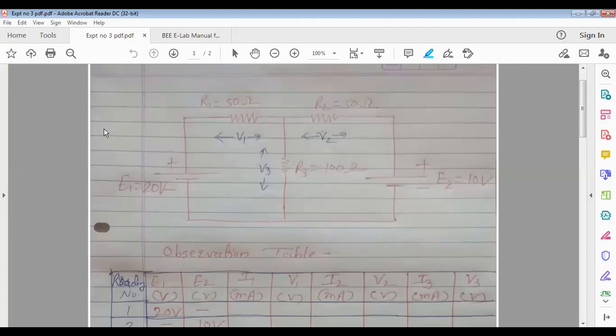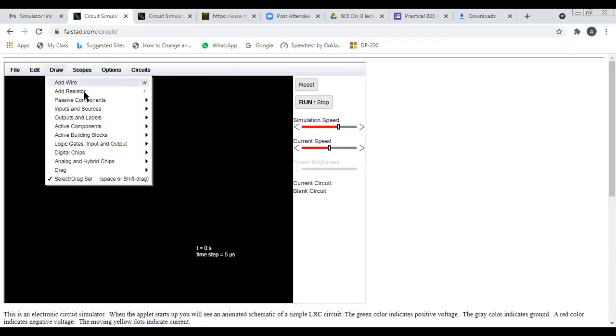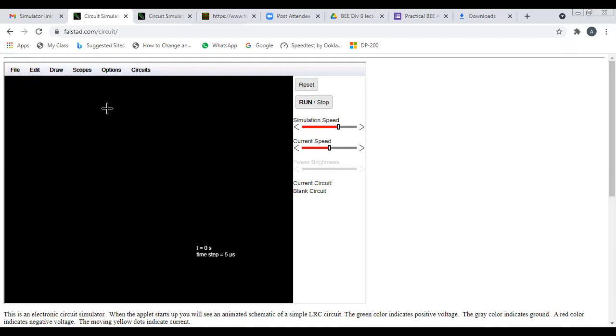So see here, in draw you have to go. In draw, what is the option I have selected? Add resistor. Correct. Select it. Okay. So see here, first one resistance, second one. Once you click it, you can draw any number of resistances. So I used 3. Then what else do we want?